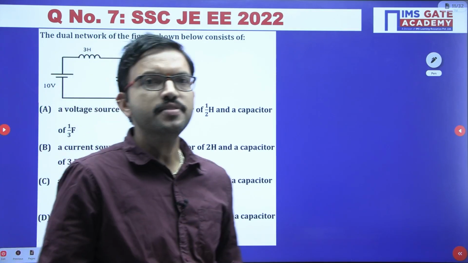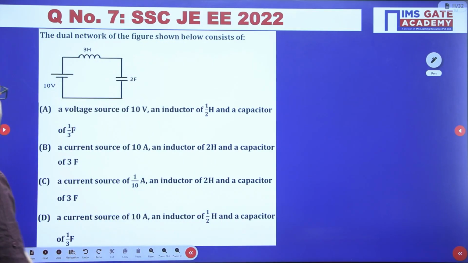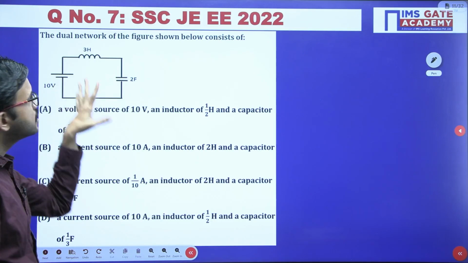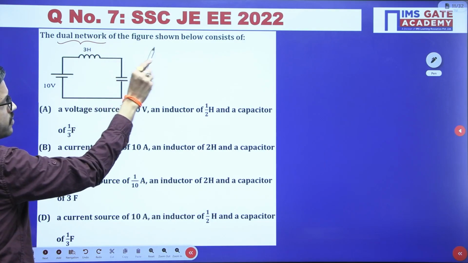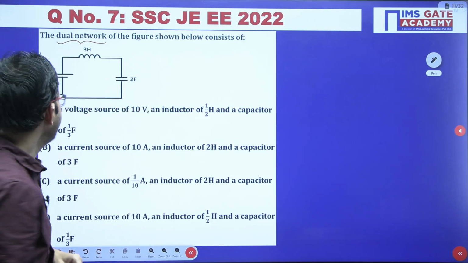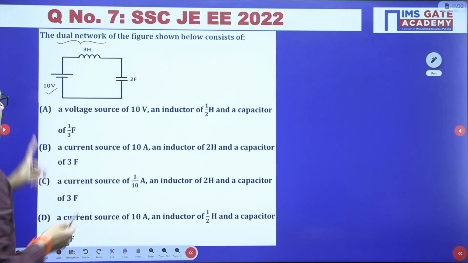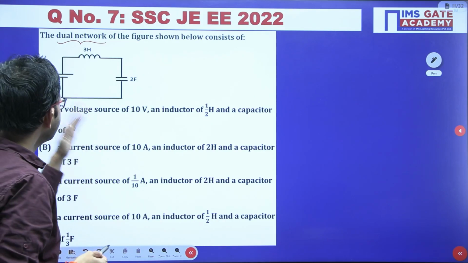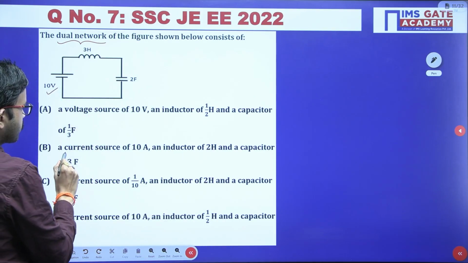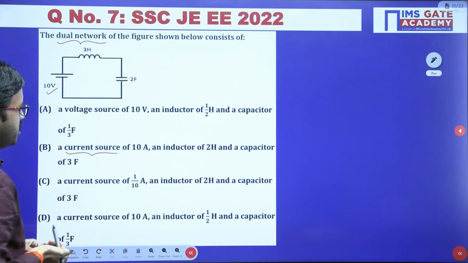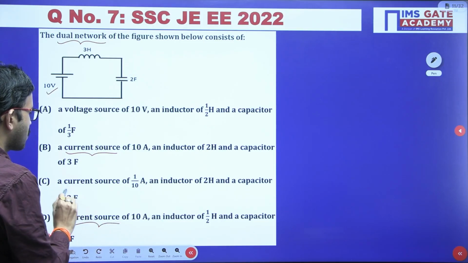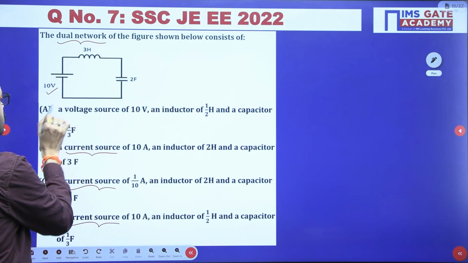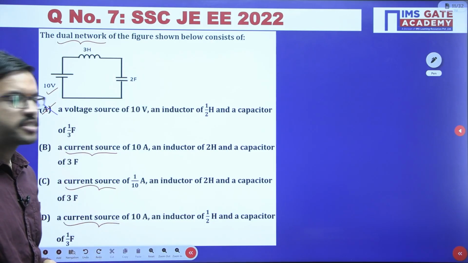All of you give a try. See, in this question also they are asking the dual. Dual network of the figure shown below consists of. Just like earlier question, you are having voltage source. Voltage source dual is current source. So as of now we can eliminate option A.